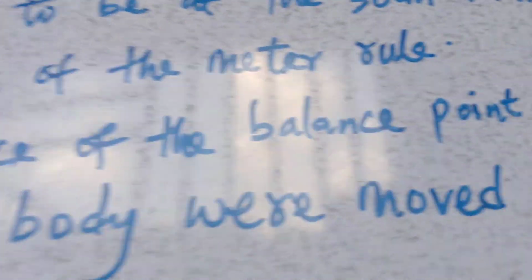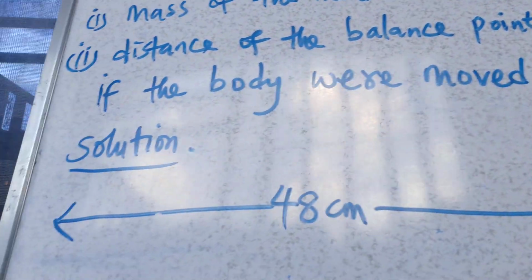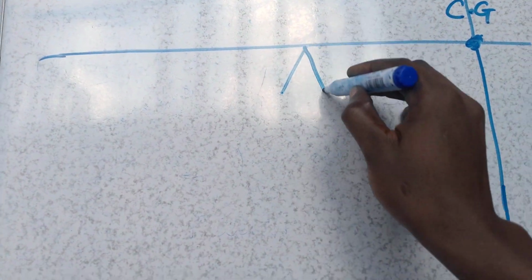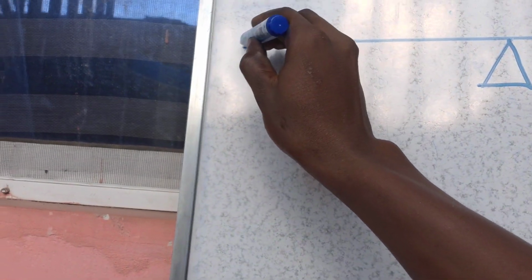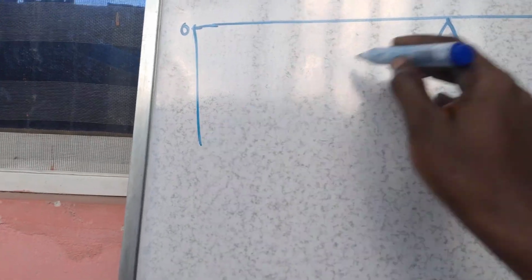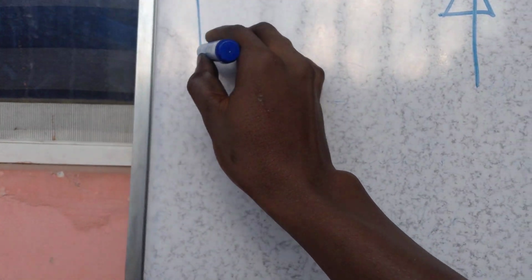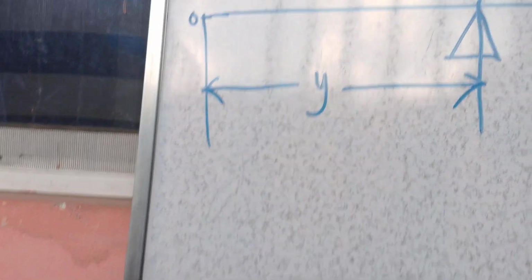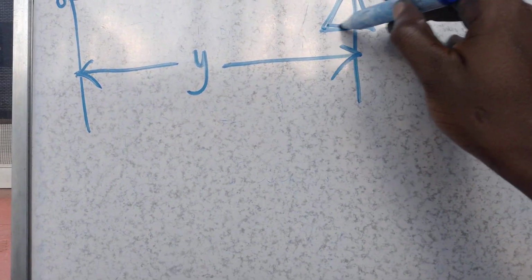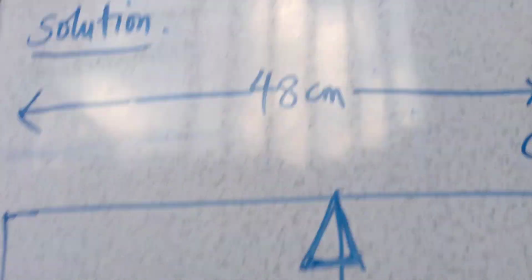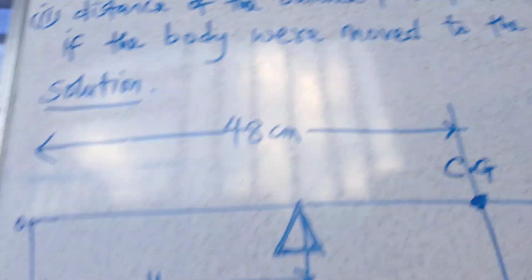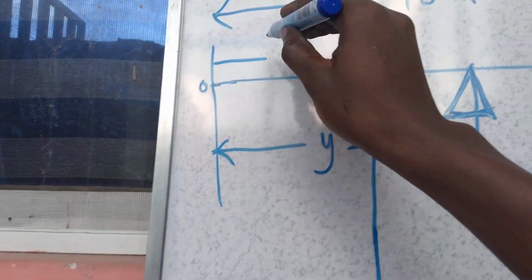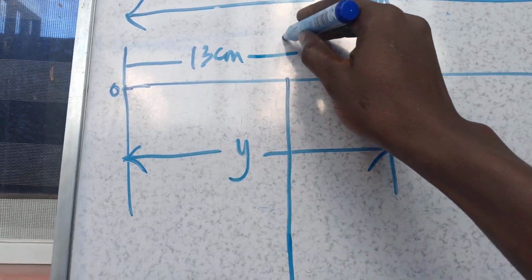And then we are told that we should find the distance of the balance point from the zero end. Now, we can use any alphabet to represent that distance. You can say let the distance be y. So if we call that distance y, the distance of this balance point from the zero end is y. Now, if the body were moved to the 13 cm mark, so this is 13 centimeter from the zero end.